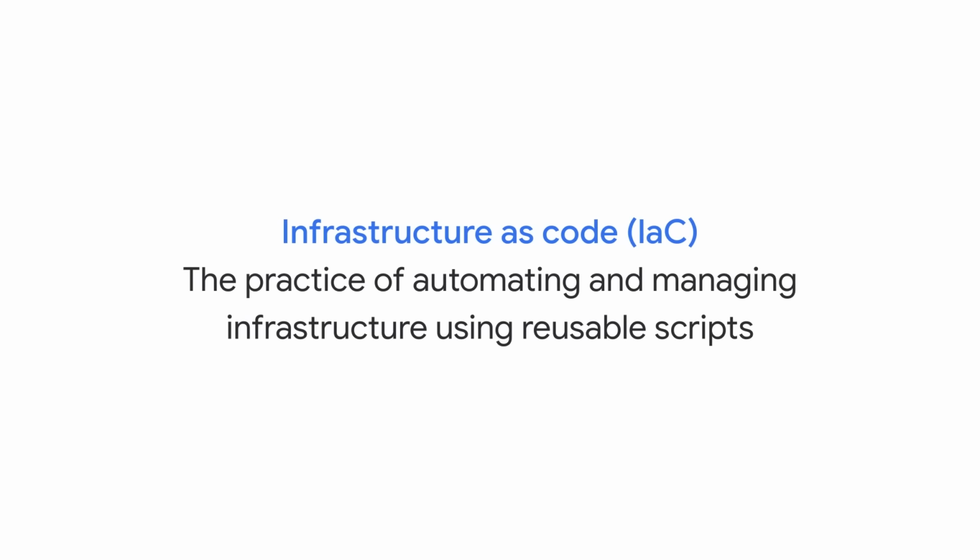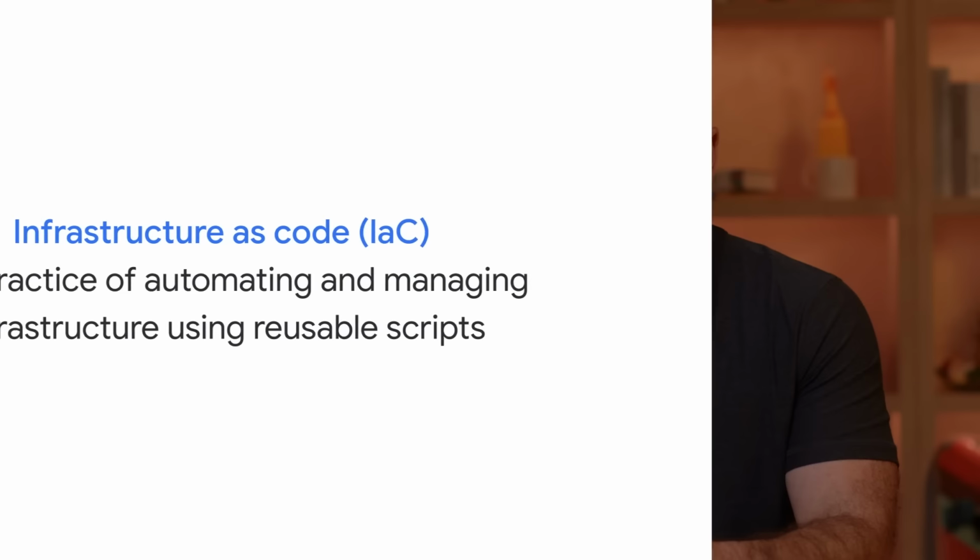A policy could be a rule that defines which conditions must be met for code to pass a security checkpoint and be deployed. It could also be a set of procedures that are executed automatically in response to a security event to limit damage and reestablish controls. Let's first review a related process: infrastructure as code. Infrastructure as code, or IAC, is the practice of automating and managing infrastructure using reusable scripts.